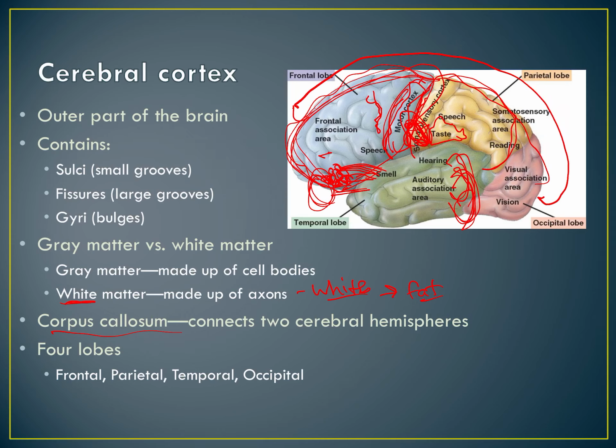The top of your brain is the parietal lobe. It's important for things like speech. Also contains the somatosensory cortex, which is on the edge of the motor cortex.